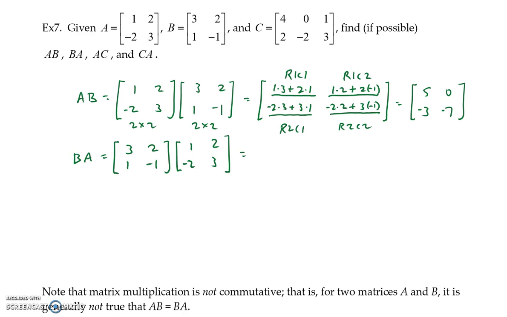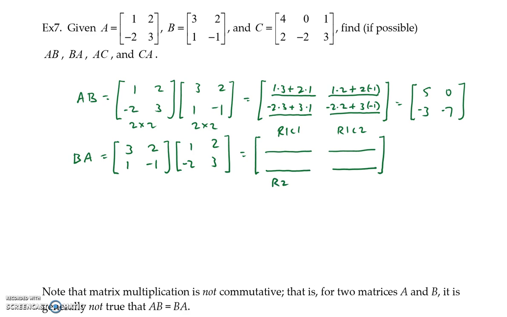Okay, and here again there's going to be 4 entries total. I'll leave some blanks here. And let me label row 1, column 1, row 1, column 2, row 2, column 1, row 2, column 2.